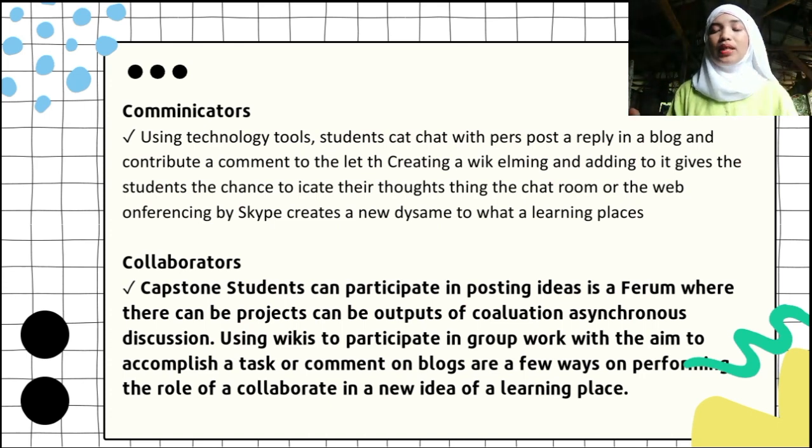So, using the chat rooms or the web conferencing by Skype. So, ito na yung ginagawa natin dati, di ba? Naalala naman natin na may mga chat groups tayo na kung saan doon tayo nagpapalitan ng mga sinasabi. Ito na yung sa pamamagitan na yun, makikita natin ang pag-communicate ng bawat isa.